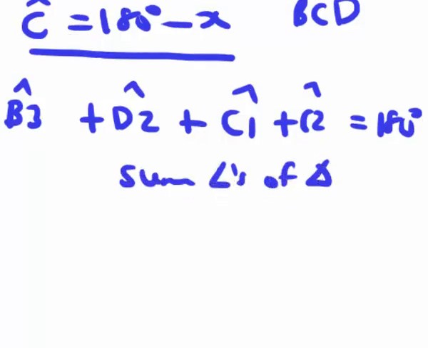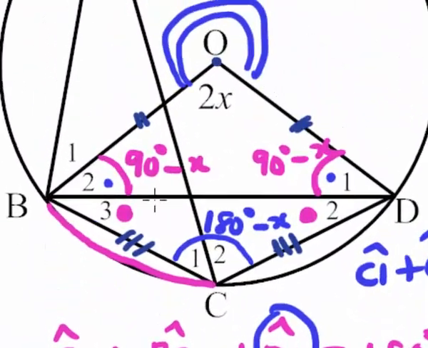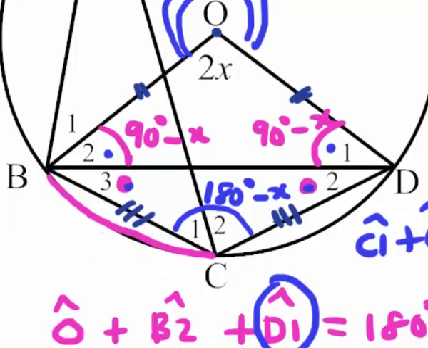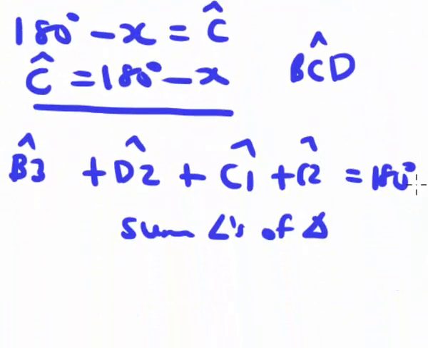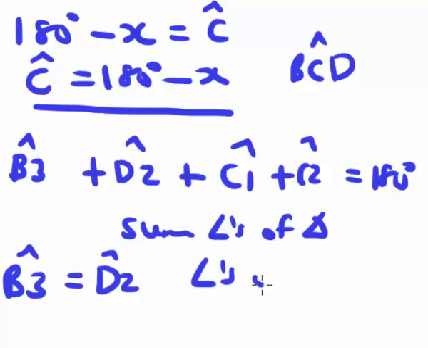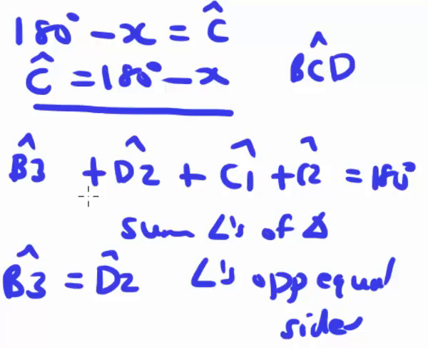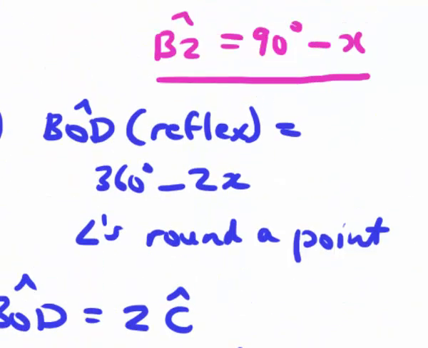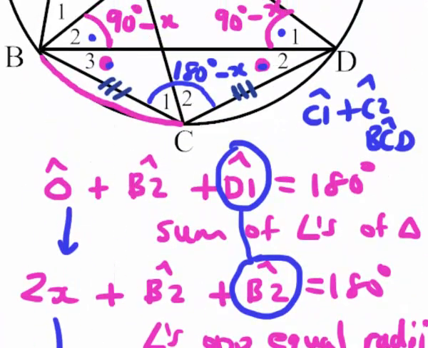Let's just go back to the diagram. B3 plus D2, this one, plus C1 plus C2 is 180 degrees. But of course, C1 plus C2 is 180 minus x. So we can go here and say, well, we also know that B3 is equal to D2. That's angles opposite equal sides. Watch that. So these two are equal here. B3 is equal to D2.